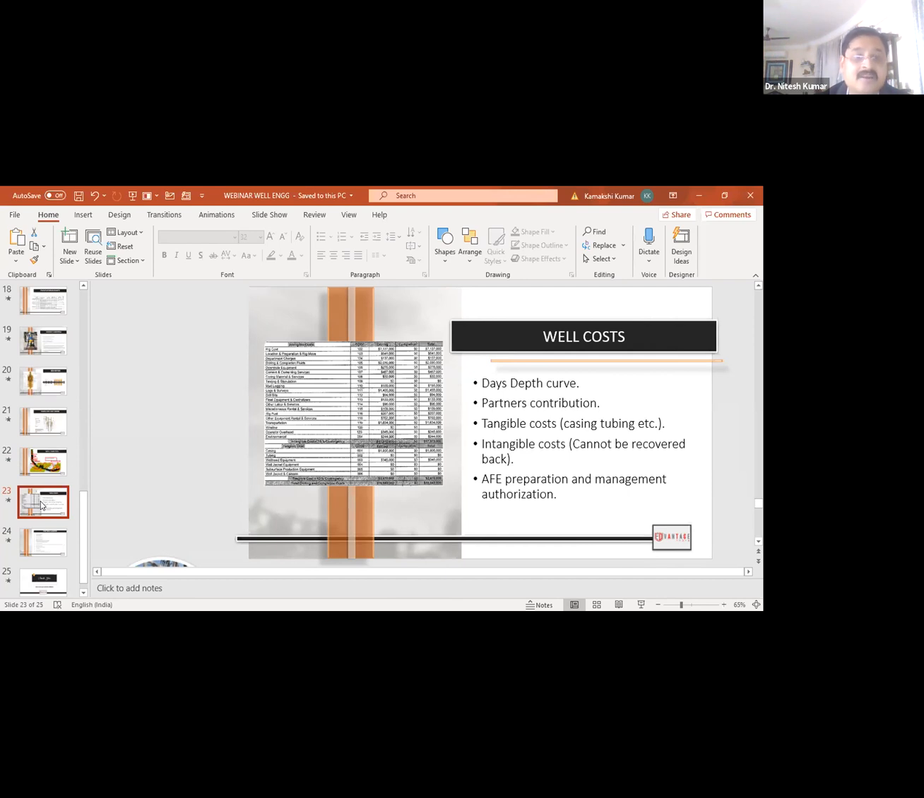So, and how do the partners contribute? What is the kind of agreement they have? And how you come up with the days-depth curve? All this would be discussed, okay? So, management authorization is also important.